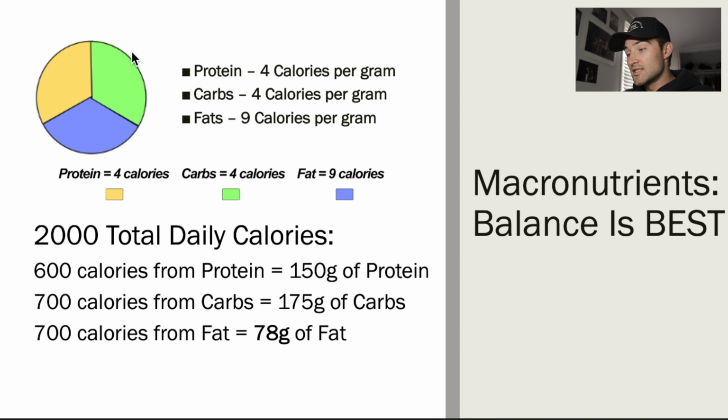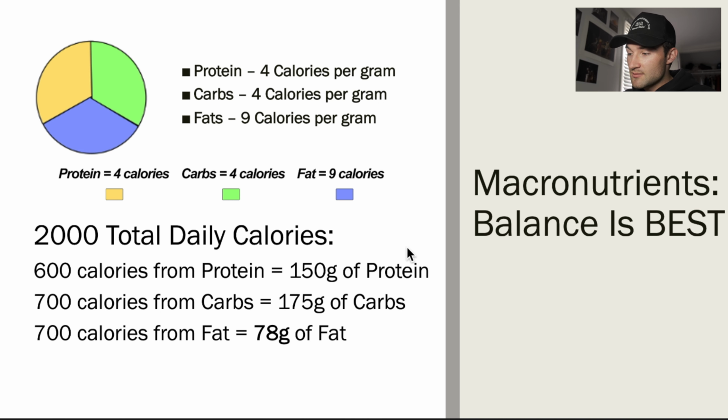But in terms of what balance may look like if we are eating 2,000 calories every day, 600 calories could come from protein, which would equal 150 grams of protein for that day, because there are 4 calories per 1 gram of protein. So 4 times 150 equals 600 calories for that day.